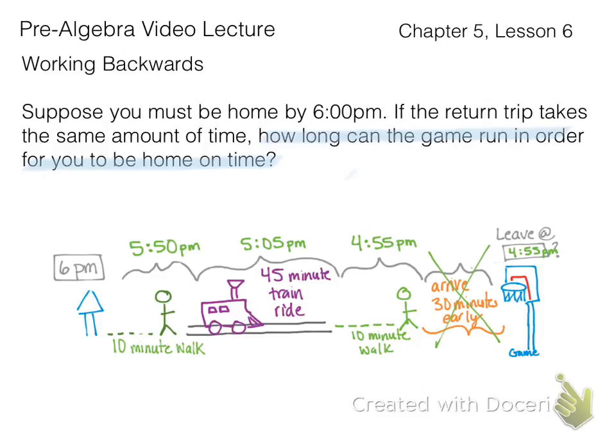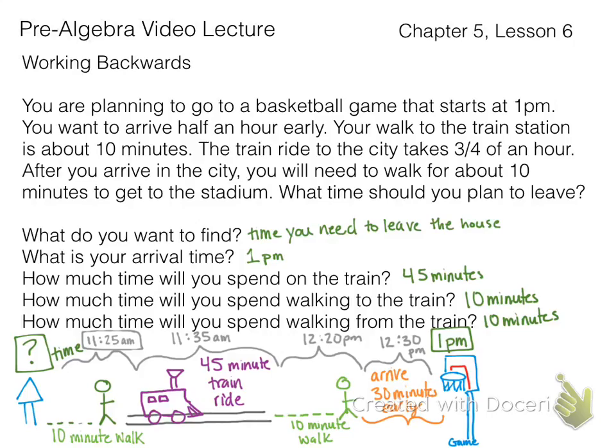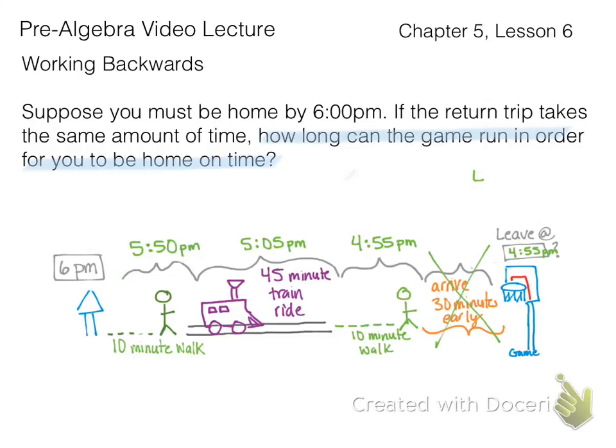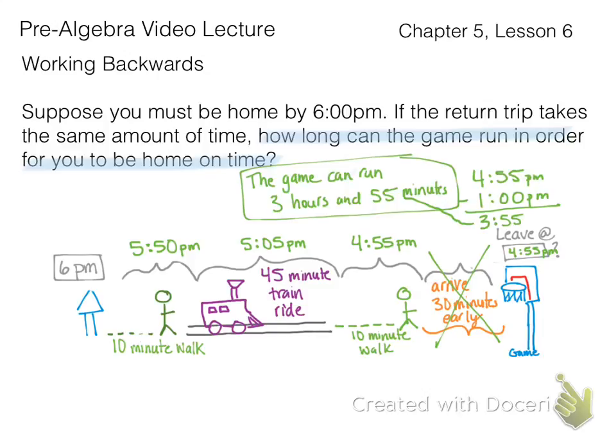But the question is, how long can the game run in order for you to get home on time? Well, if we remember from the previous question, all the way back here, the game started at 1 o'clock, which means if the game started at 1 o'clock and we have to leave at 4:55 p.m., basically the game can only go for 3 hours and 55 minutes. Because if we count how many hours and minutes there are between 1 p.m. and 4:55, we get 3 hours and 55 minutes. So again, the game can only go for 3 hours and 55 minutes.